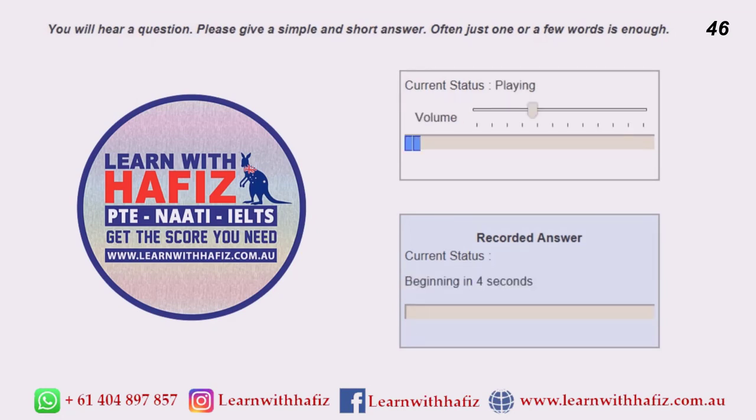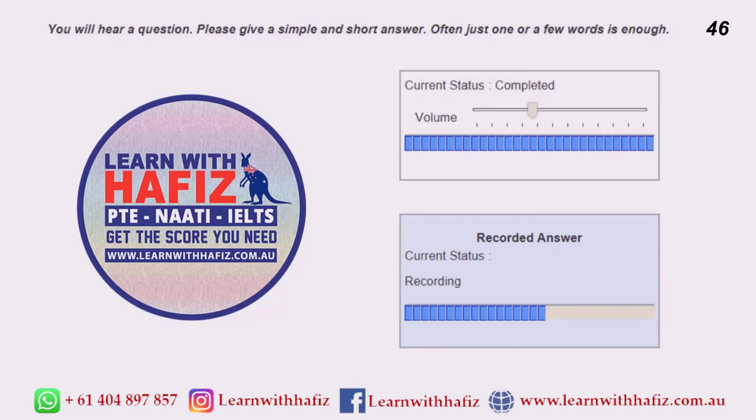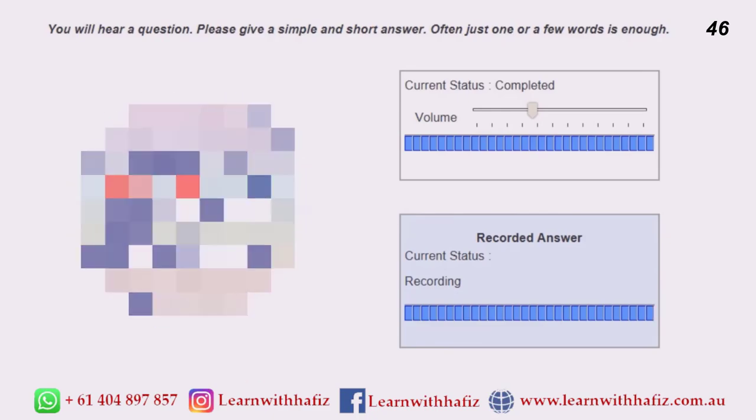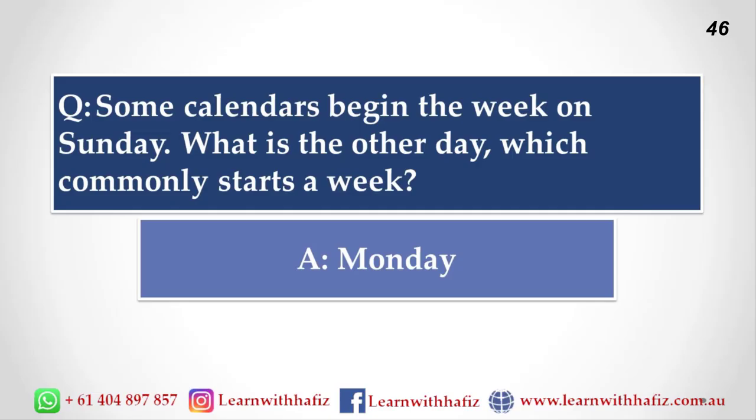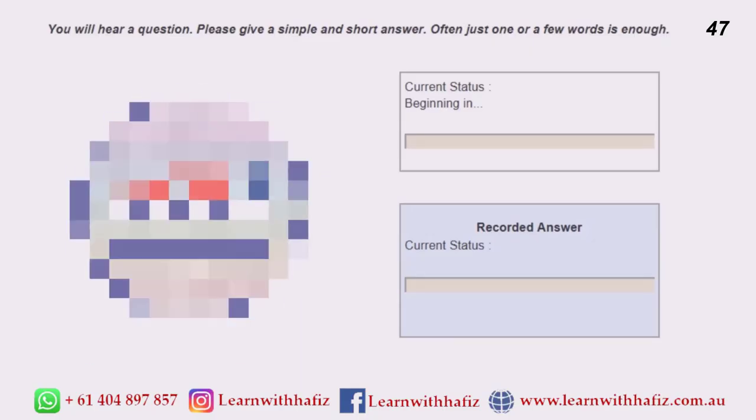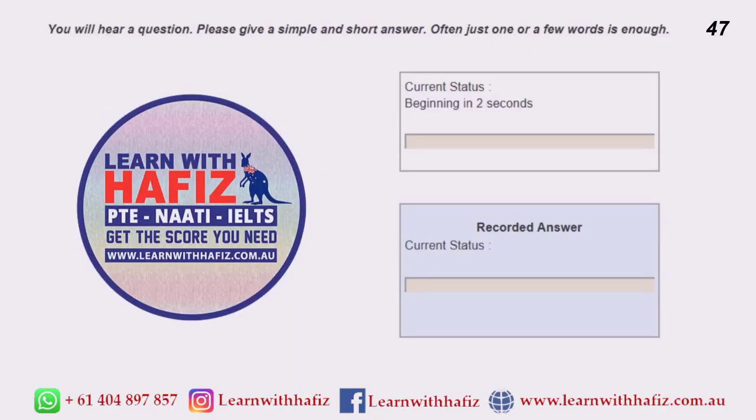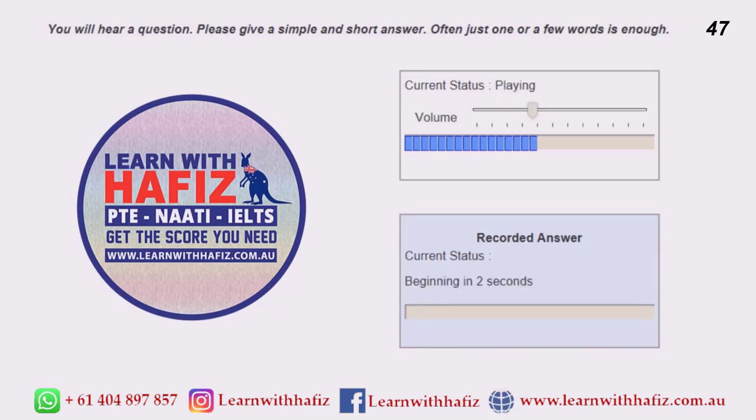Some calendars begin the week on Sunday. What is the other day, which commonly starts a week? Correct answer is. Where we can find a crossword.